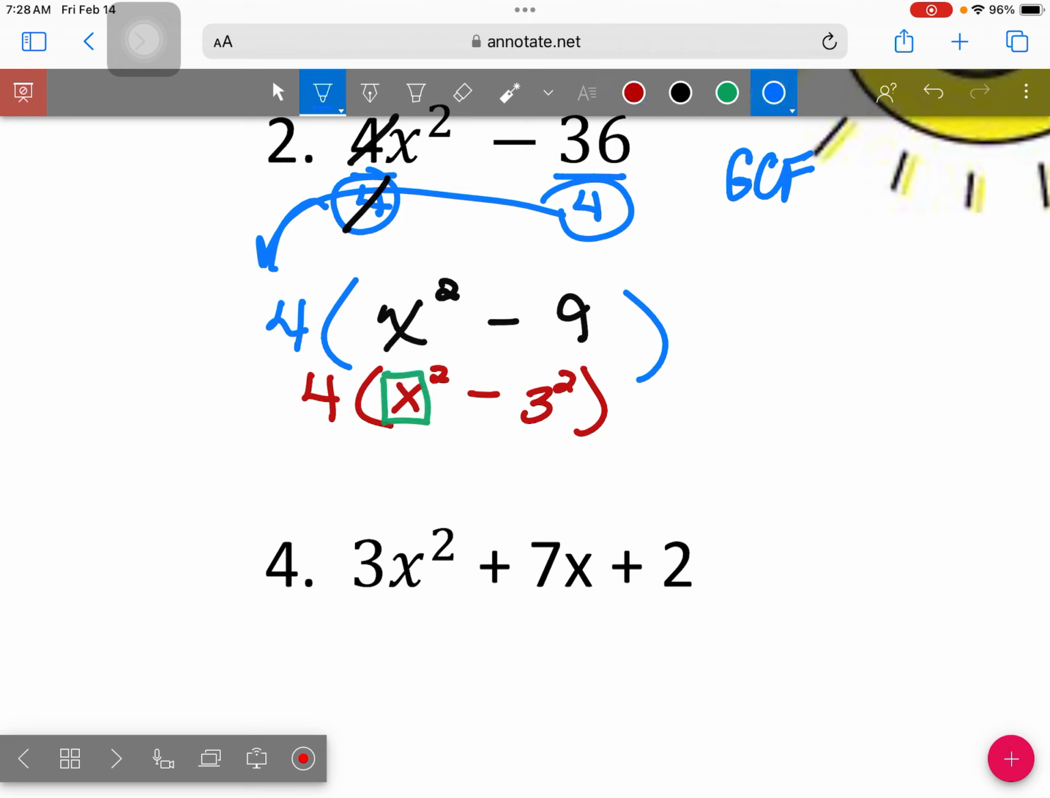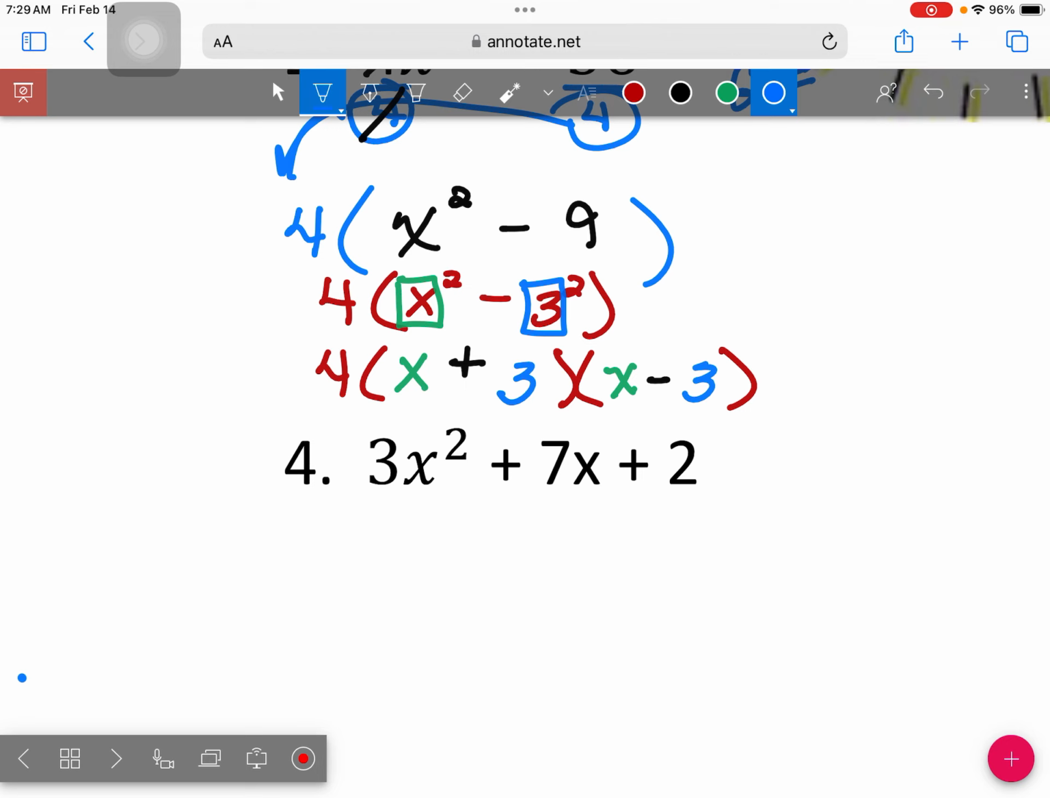So then I look at these two bases. The 4 still comes out in front. And I rewrite it as my base that's squared in front plus my base here, so x plus 3 times x minus 3. Because whatever those bases are that are squared, they become your first and last terms in each problem. Are you okay? Okay. So there it is. That is the factorization for that problem.